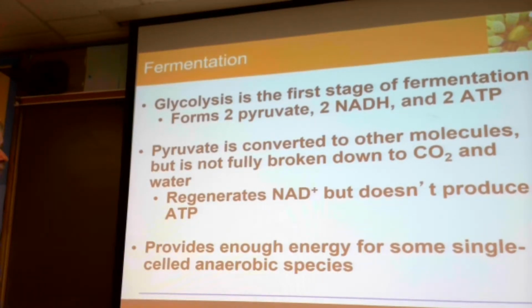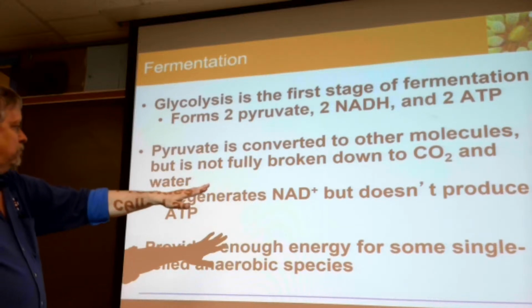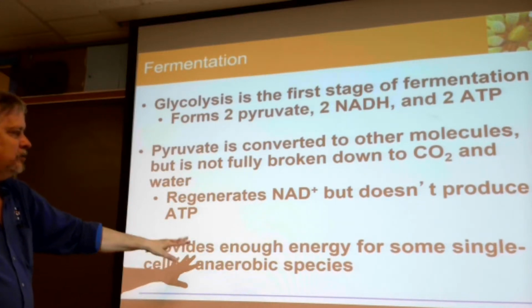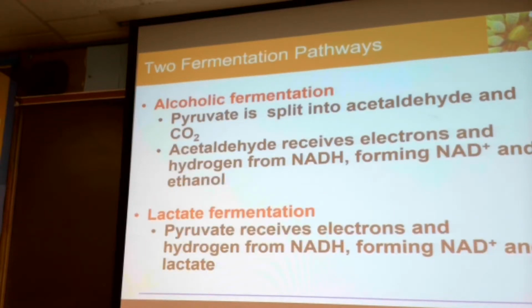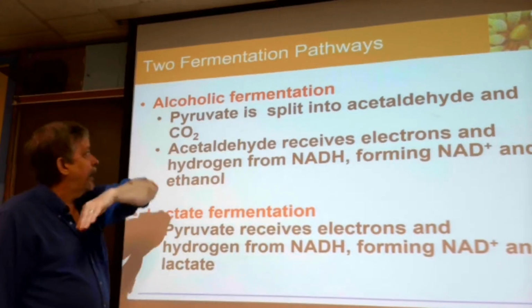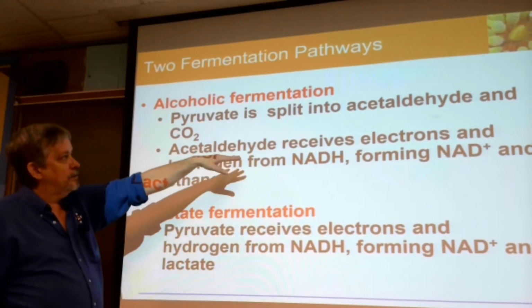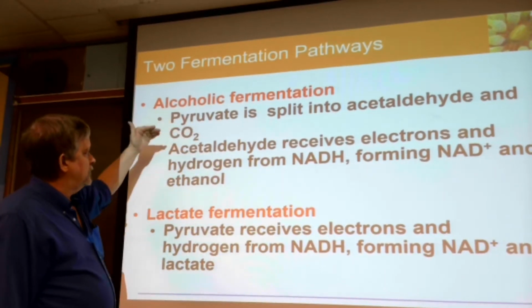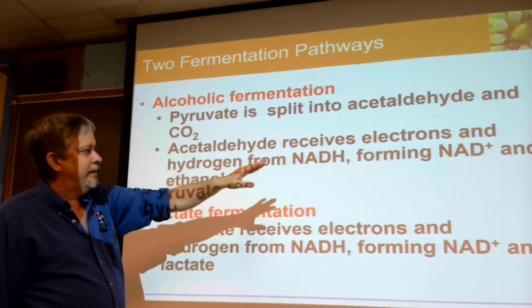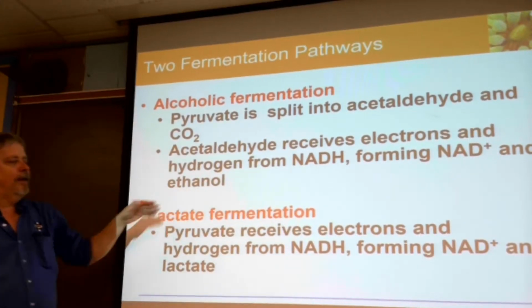Pyruvate is converted to other molecules, but it's not fully broken down to carbon dioxide and water. Alcohol is made. It regenerates NAD+, but doesn't produce ATP. This provides enough energy for some single-celled anaerobic species to exist. Bacteria and archaeans can exist with such little energy payout from sugar. Alcoholic fermentation takes place in plants. Pyruvate is split into acetaldehyde and carbon dioxide. Acetaldehyde receives electrons and hydrogen from NADH, forming NAD+, and here's our product, ethanol.